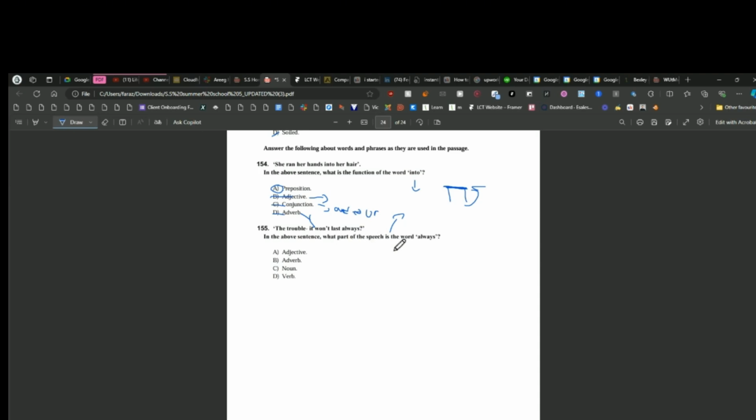155, the trouble, it won't last always. In the above sentence, what part of speech is always? Okay, let's see what always is describing here. So, the trouble, it won't last. So you could actually have this sentence without the always. So you could say, the trouble, it won't last, right? But what it's actually doing is always is describing this verb called last.